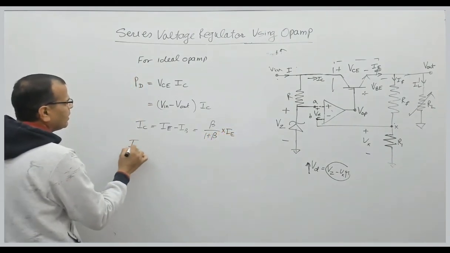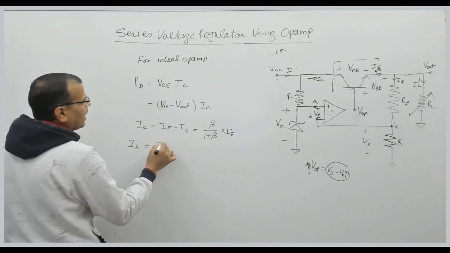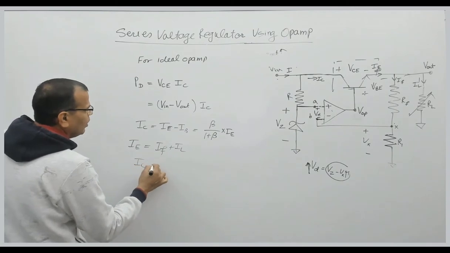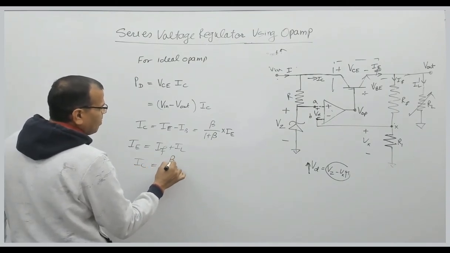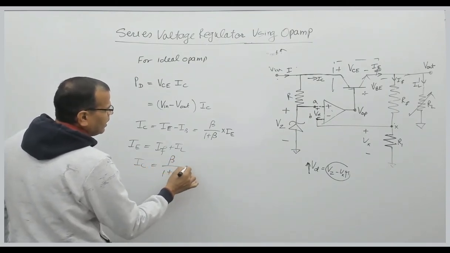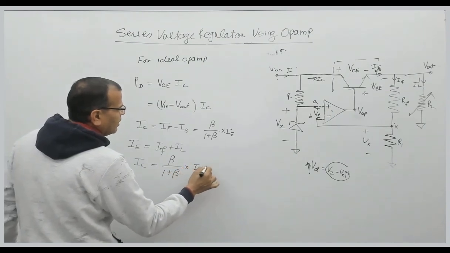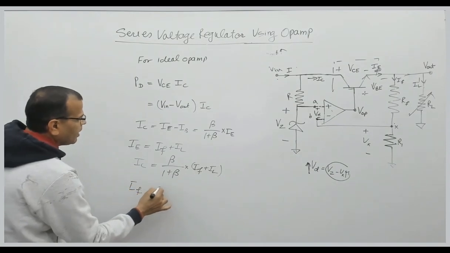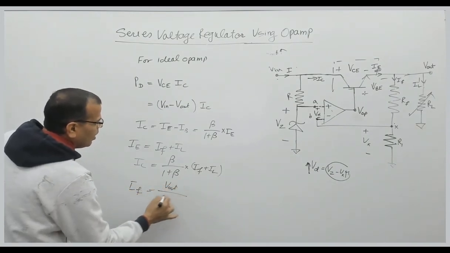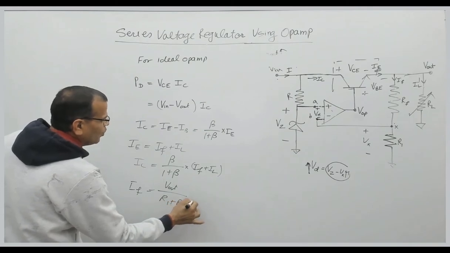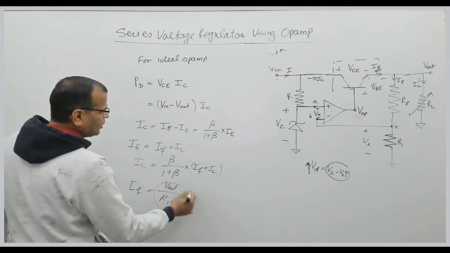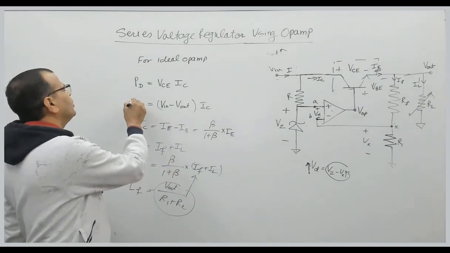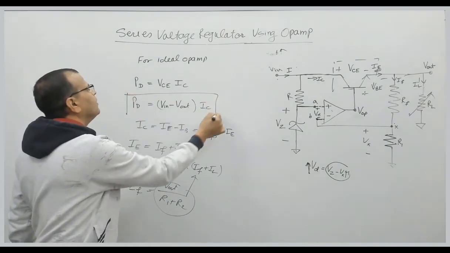And you know what is emitter current? Emitter current is same as feedback current plus load current. So my collector current here will be equal to beta by 1 plus beta multiplied by feedback current plus IL. And what is feedback current? Feedback current is V out upon R1 plus R2. So by putting this expression here, you can get collector current, and by putting collector current here, you get power dissipation in the power supply.